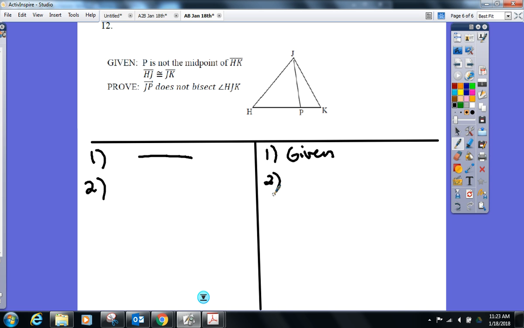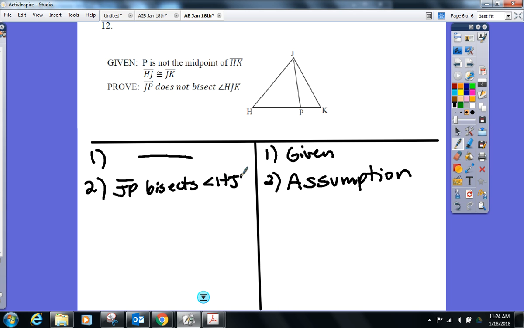First step you're given. Second step is what we called our assumption. Where did you get your assumption from? This is what I worry about. No. It's the opposite of the proof statement. It has nothing to do with the given. So what's the opposite of my proof statement here? JP bisects angle HJK. And you can treat that as a given now. Use it. All right, use it as a given.